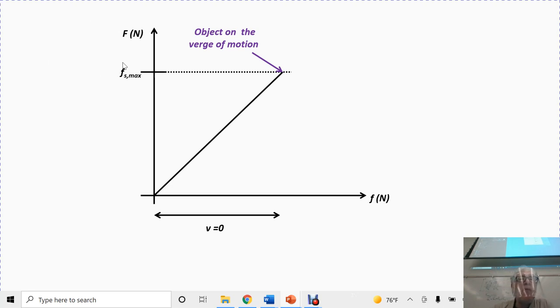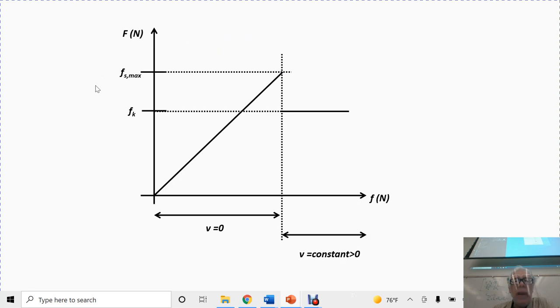And there is an equation for this guy here. I'm going to show you soon. There's an equation for this guy. Once you break off from this point, the object starts moving and something else happens. What takes over is the force of kinetic friction. And the force of kinetic friction is usually, not all the time, less than the maximum value of the force of static friction, usually.